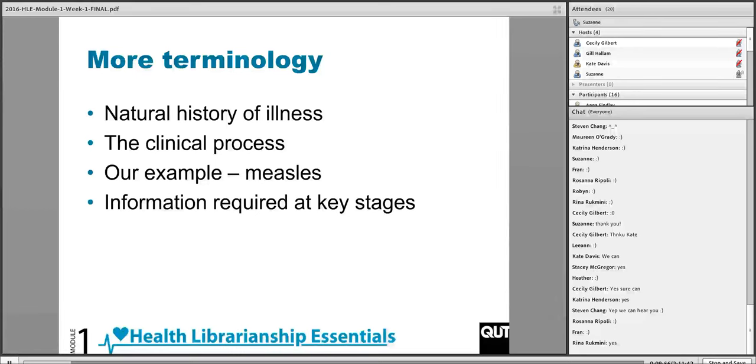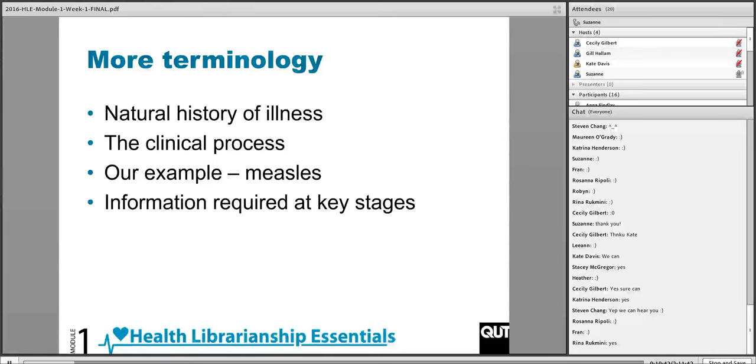And you'll be provided with an overview of the terminology associated with each of the body's main systems, so the circulatory system, the digestive system, and so on and so forth, plus terminology regarding cancer and medications. And that's one way of approaching the language of health via the systems approach. But in my presentation tonight, we'll consider the terminology around the natural history of illness and the clinical process using the example of measles. So the natural history of an illness is best described as the course that an illness takes without any kind of intervention or treatment.